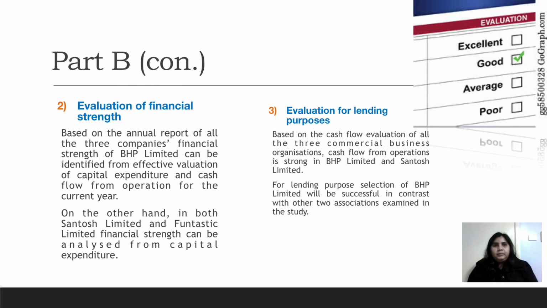Based on the annual reports of each company, the financial strength of BHP Limited can be identified from effective evaluation of capital expenditure and cash flow from operations for the current year. Moreover, both Santos Limited and Fantastic Limited's financial strength can be analyzed from capital expenditure. However, for lending purposes, selection of BHP Limited will be successful in contrast with the other two companies examined in the study.